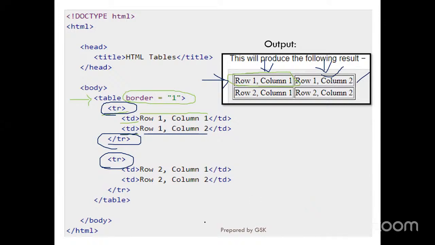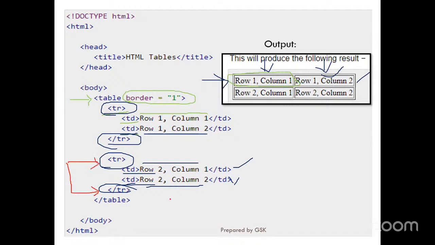Within the second table row, again I need to create 2 cells, 2 TDs. Display text row 2, column 1, because that is second row, column 1. Close the TD. Again TD, second cell in the second row, row 2, column 2, and close the TD. And close the second row. Okay, second row starting point, second row ending point.